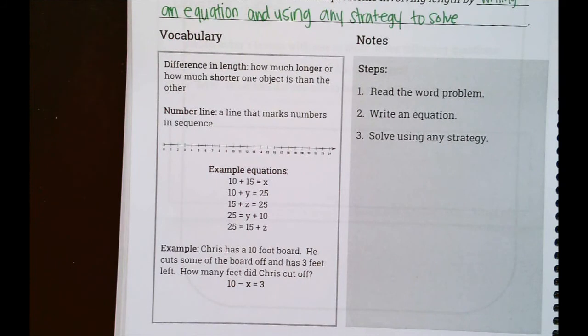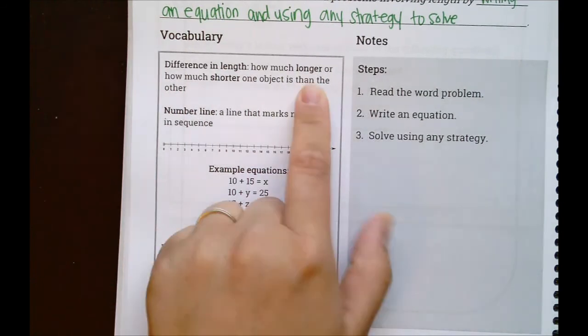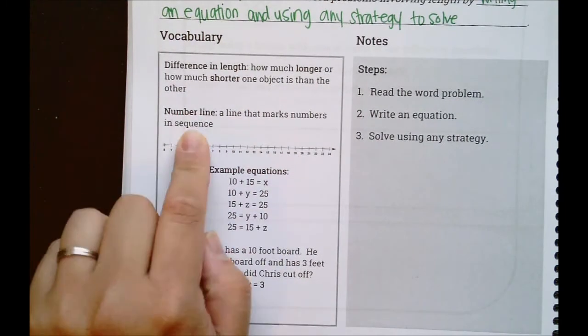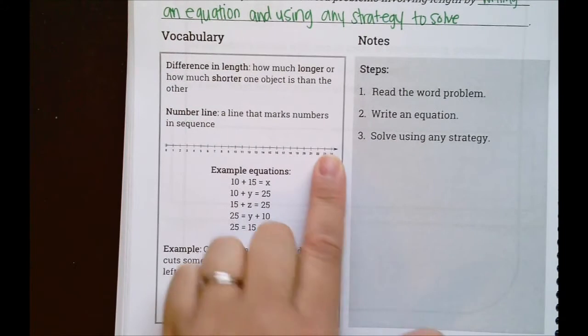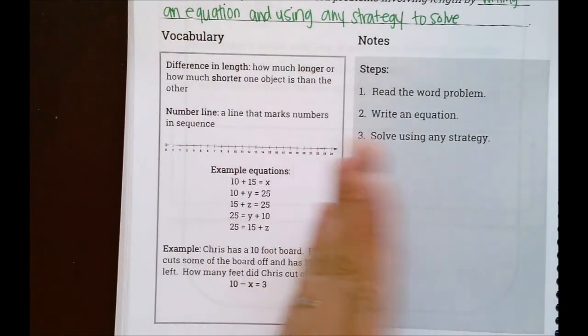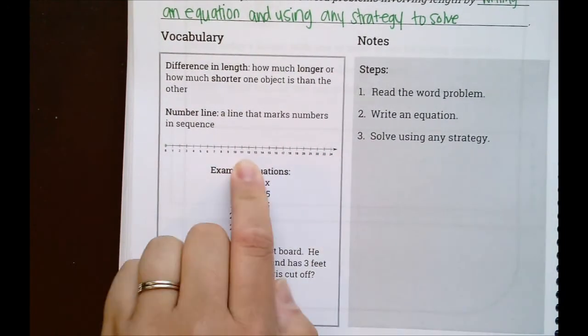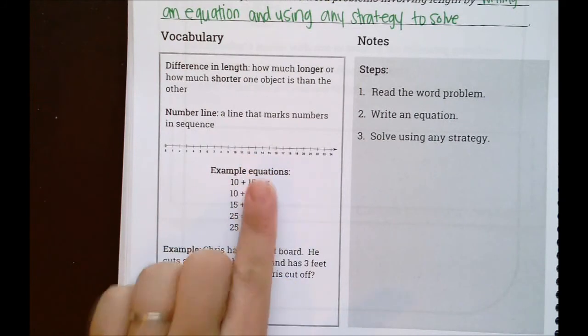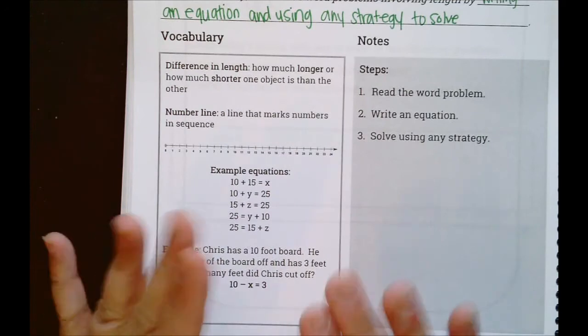For vocabulary, difference in length again is how much longer or shorter one object is than the other. So when we're finding similarities and differences in two objects, you can either say that something is longer and something is shorter. Okay, then there's the number line. So here's our number line here. Remember that it goes in sequence. It marks in sequence. Tick marks are used to put the numbers on the line. Remember that only the numbers that you need will be on the line.